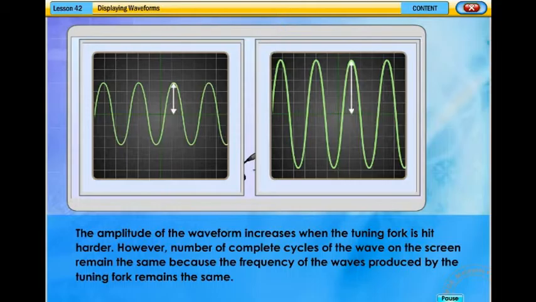The amplitude of the waveform increases when the tuning fork is hit harder. However, the number of complete cycles of the wave on the screen remains the same because the frequency of the waves produced by the tuning fork remains the same.